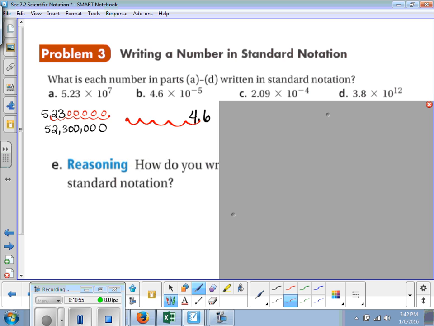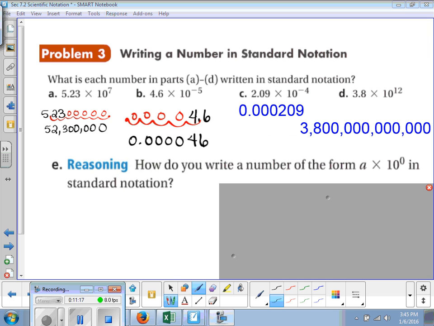And of course we're going to add our zeros. Do I put commas in this number? No. Very good. So we have 0.000046. Can anybody read that? So here are the answers for C and D.